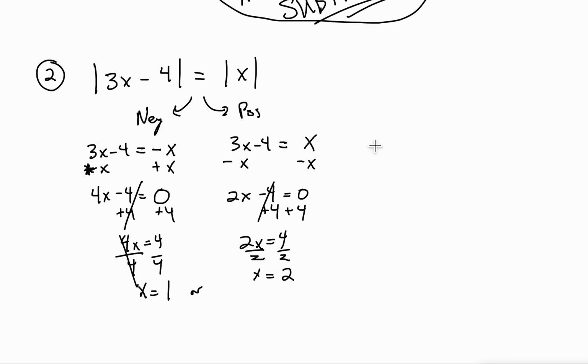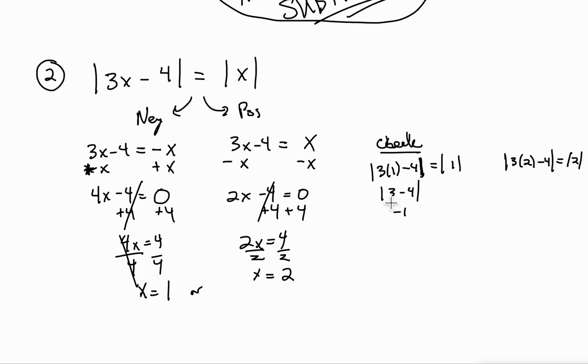What we do have to do is check to make sure they are correct. Otherwise, we're not sure that they will work. So we want to do our checks. The absolute value of 3 times 1 minus 4 should equal the absolute value of 1. The other check is the absolute value of 3 times 2 minus 4 should equal the absolute value of 2. So we'll double check that. 3 minus 4 is negative 1. So the absolute value of negative 1 should equal the absolute value of 1. And it does. So we can put a check mark there for that one.